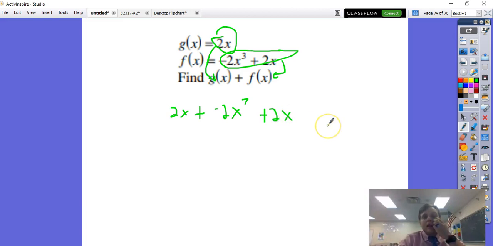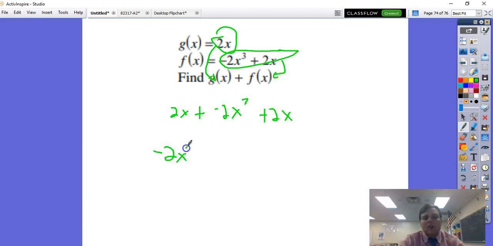Then I need to look and see, are there any like terms? Here's how you do that. You first find the variable with the highest power. In this case, that's negative 2x cubed, because the x cubed is the variable with the highest power, so the highest number up here. So, are there any other x cubes at all? Just x cubes by itself? No, there are not, so you write that first.